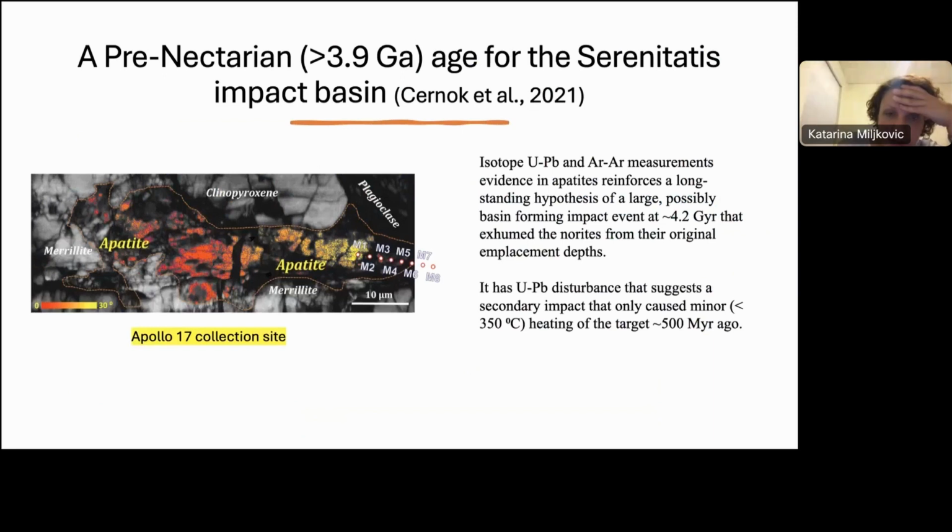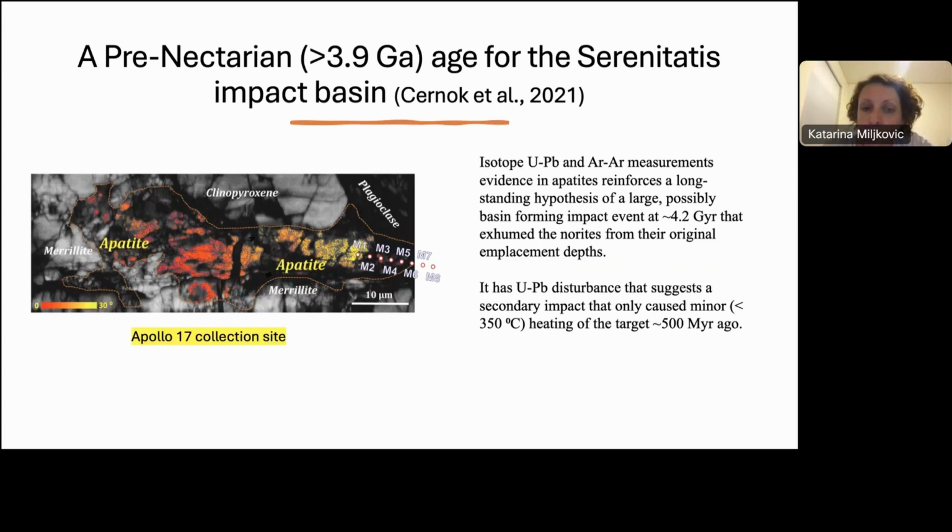Okay, so the first case study will be around the apatites analyzed in a sample from an Apollo 17 collection site, in a paper led by Anna Černok three years ago, when she wanted to find a source crater for this particular sample. This sample is particularly interesting because it has two ages measuring impact events, at about 4.2 billion years ago, and then again at about 500 million years ago.